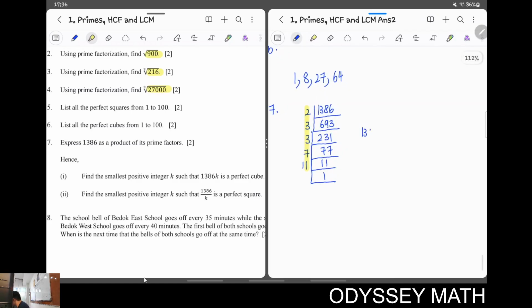So we have 1386 equals 2 times 3 to the power of 2, okay, times 7 times 11.